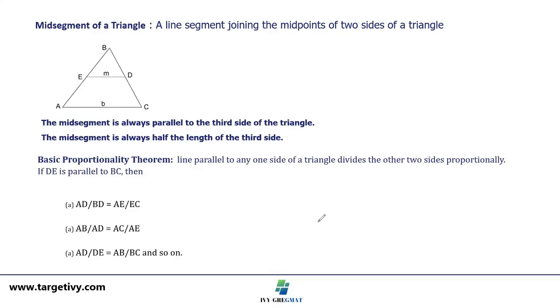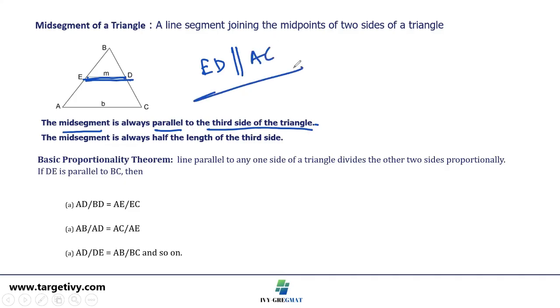Now, giving an additional treatment to this, the mid segment of a triangle: a line segment joining the midpoints of two sides of a triangle. So this is a line that has joined the two midpoints of the triangle. If I look at it this way, these are the two midpoints, and this is a line that is joined. The mid segment is always parallel to the third side of the triangle. So ED is always parallel to AC.